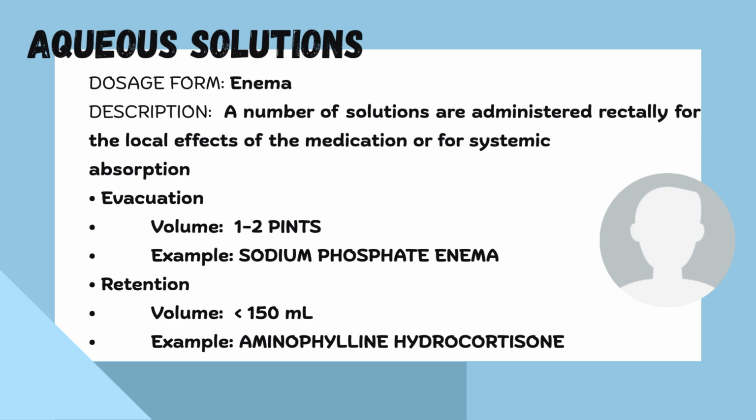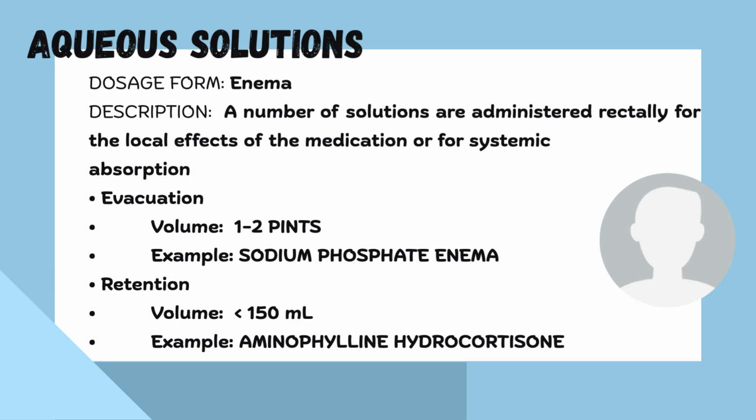And then second, retention enema. So the purpose, the solution is retained in the rectum for absorption or local treatment. So volume less than 150 ml. Okay, its action can be systemic, or absorbed into the blood, or local. Examples like aminophylline enema for bronchial asthma, that is systemic, okay? And then hydrocortisone enema for inflammatory bowel disease. That is an example of a local enema.